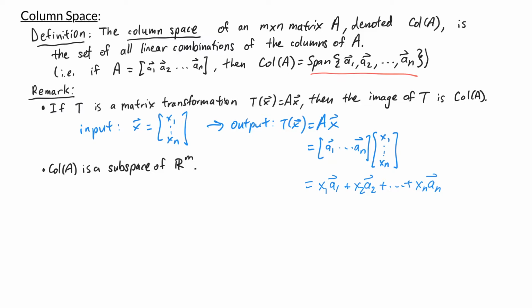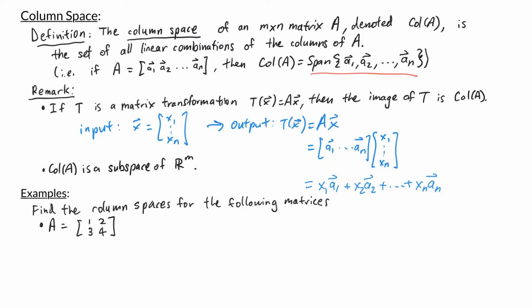Now let's look at some examples. In our first example, we have A equals 1, 2, 3, 4, and we're asked to find the column space for it. All we have to do is write down the column space as the span of the columns of A. So that's 1, 3, and 2, 4. It's just that easy. Let's try another one.